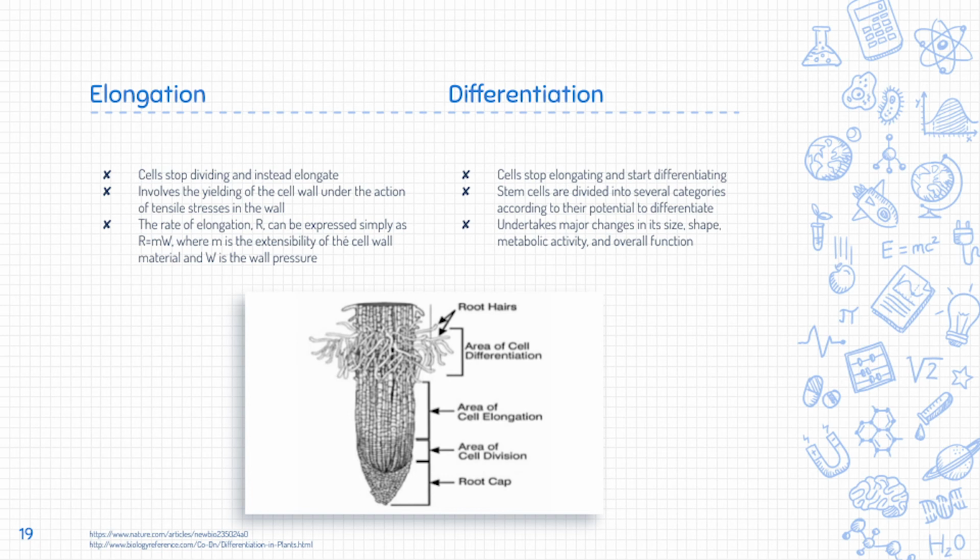The rate of elongation R can be expressed simply as R = mW, where m is the extensibility of the cell wall material and W is the wall pressure. Cells then stop elongating and start differentiating. Stem cells are divided into several categories according to their potential to differentiate. This undertakes major changes in size, shape, metabolic activity, and overall function.